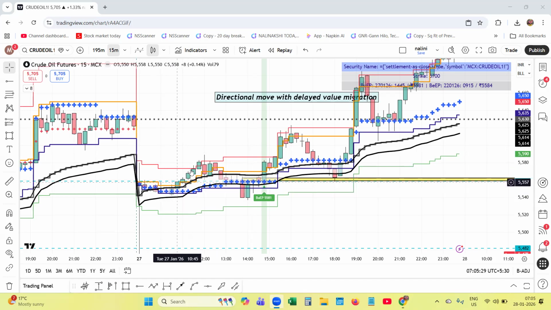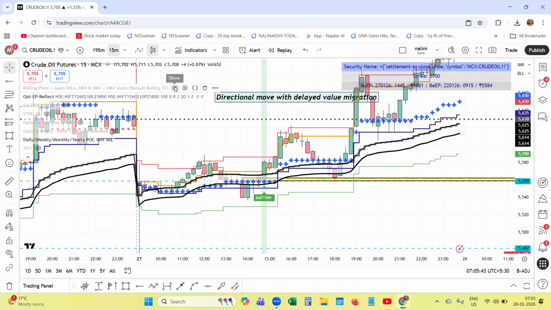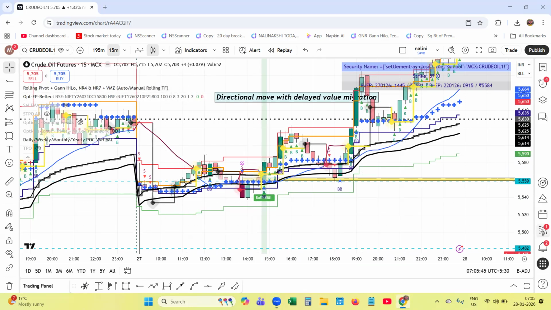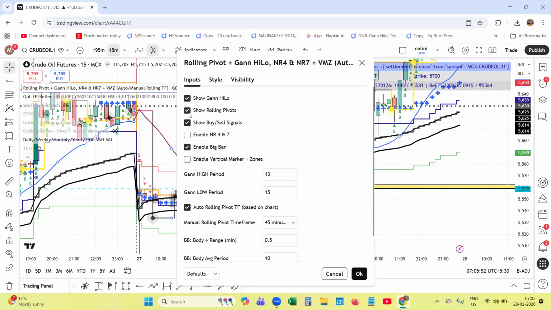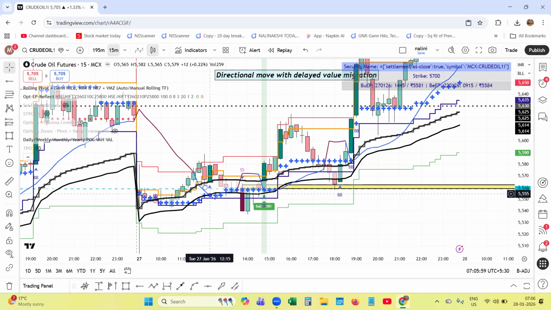TPO building. Market price moved up and it is above the option zone. This is the option zone. Price started moving. Even if I enable rolling pivot, the trend follows. Let me just enable it for trend's sake. Let me not show buy sell signals, and only here you can see the trend.